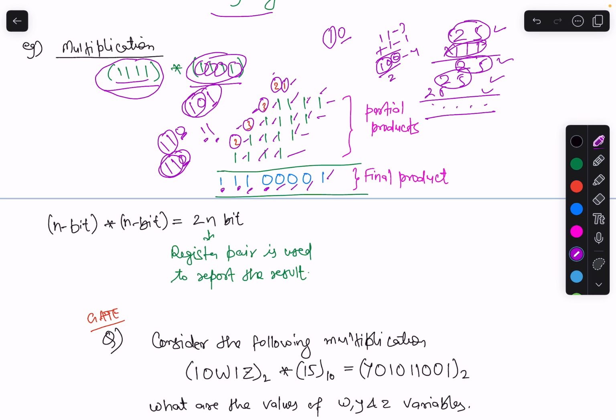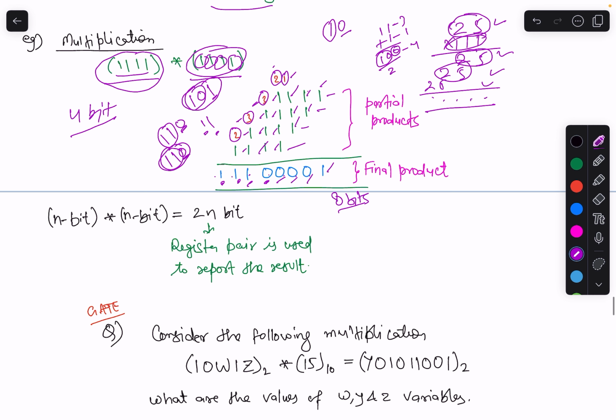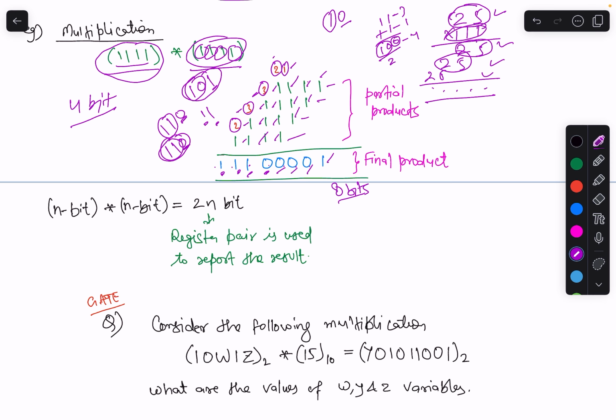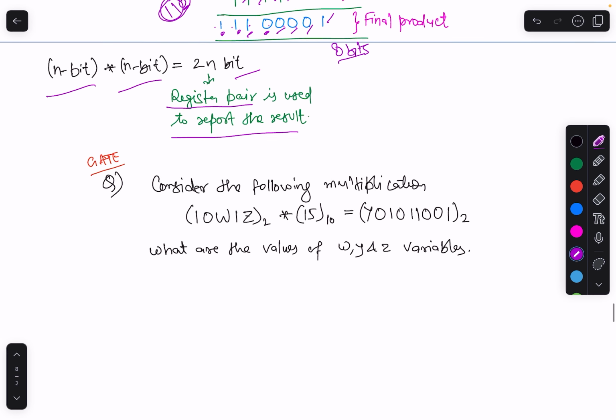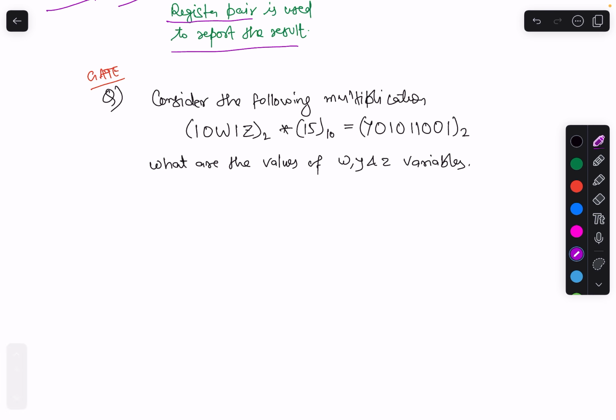Now we can see that our input is 4-bit, but our output is 8 bits, right? Here 1, 2, 3, 4, 5, 6, 7, 8, that means if we multiply two n-bit numbers, we need 2n bits to store the result. That means we need a register pair, two registers of 4 bits each, to store the result, right?